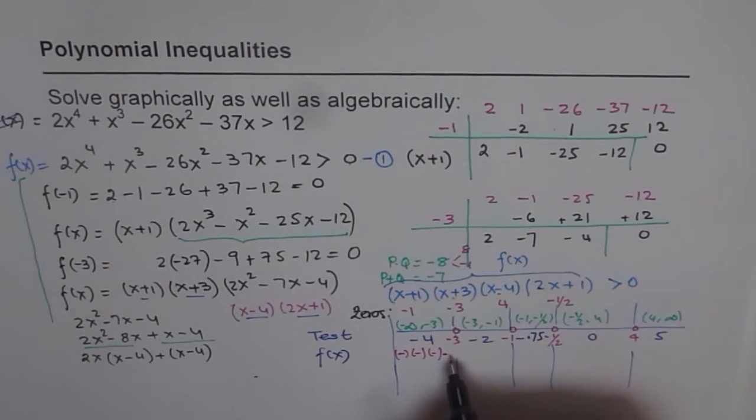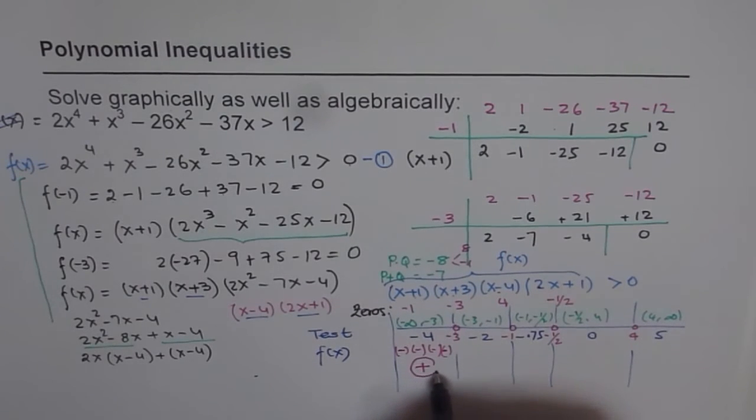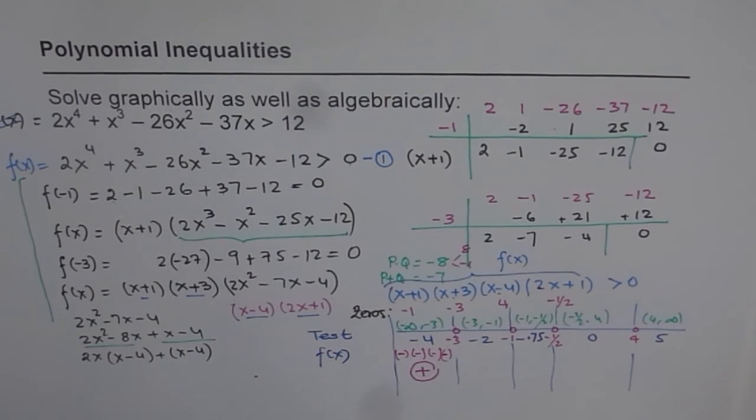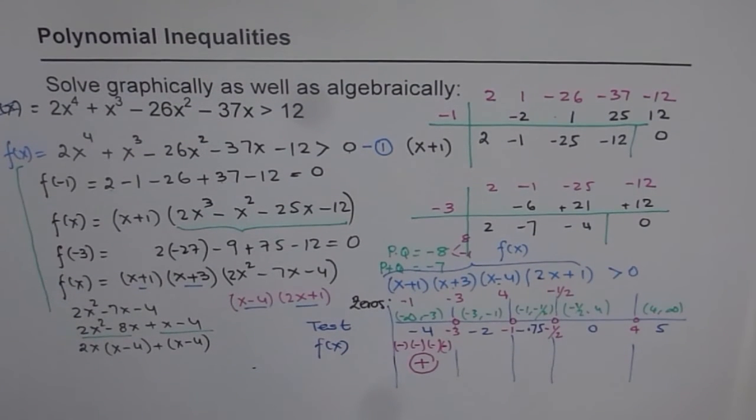right? So for minus 4, the function is with so many negatives. You see 1, 2, 3, 4 negatives. So when you multiply 4 negatives, then what do you get? When you multiply 4 negatives, you get a positive, right? So you get positive here. Do you see that? So that is how you can check your value in a straight line. So let us push it a bit here so that things are clear to you.